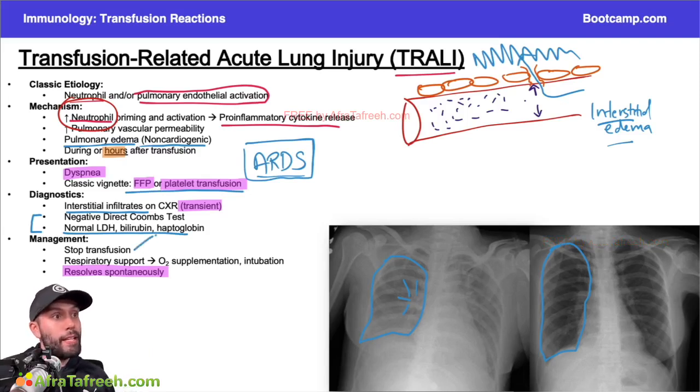So the key is, if it's happening during the transfusion, like we said, we stop the transfusion. And because the patients largely are having almost like an acute episode of respiratory distress, we're going to provide respiratory support. That's going to be the key, but it usually will resolve spontaneously.